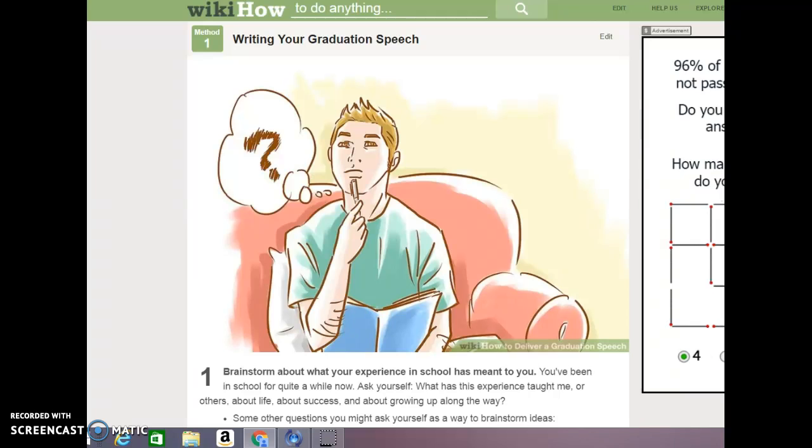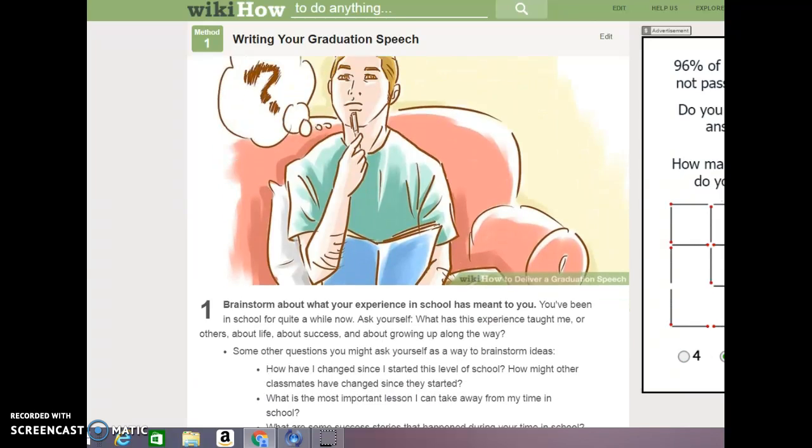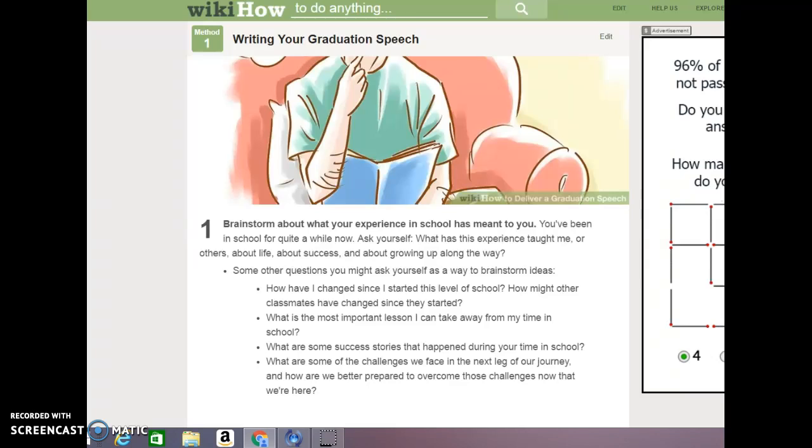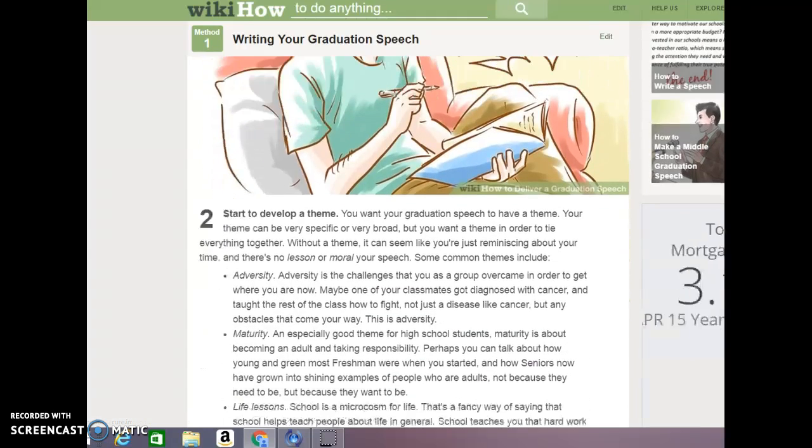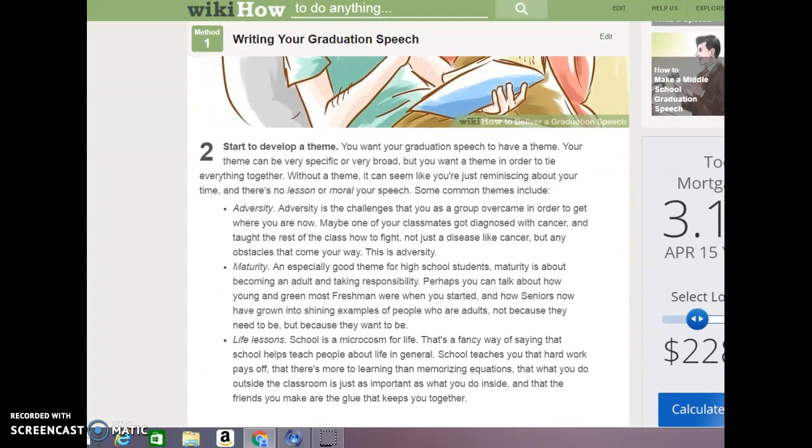So you can use that paper to brainstorm some ideas about what your school experience has meant to you. Like, is there one big lesson that you've learned here at Mayflower? And that's where you might want to look at your themes. Because step 2 is, once you brainstorm, you want to think about what theme you could use as your promotion speech. And you might even want to try to find a quote that goes with your theme. So these are some different ideas that they have.